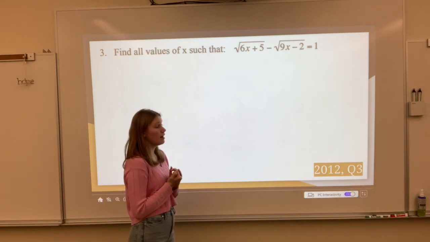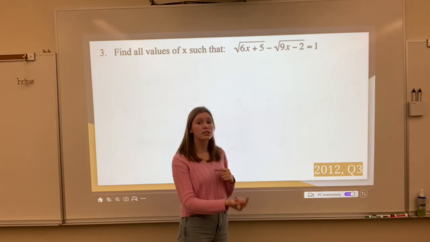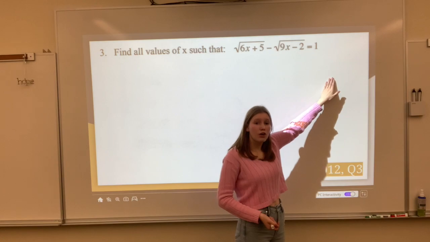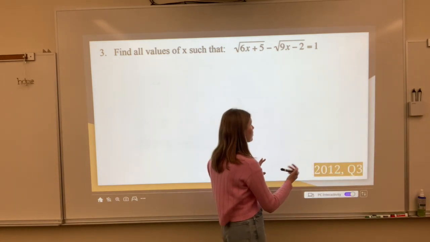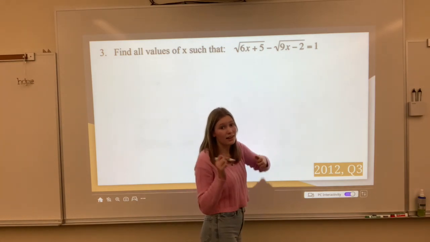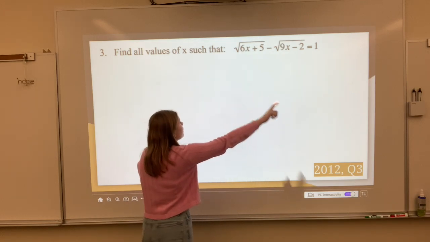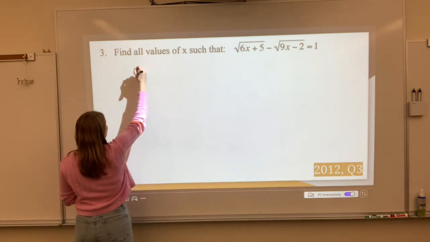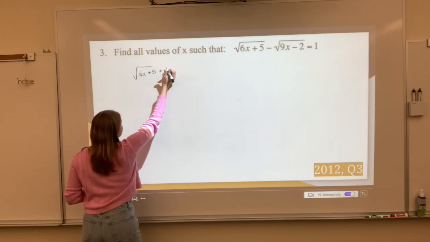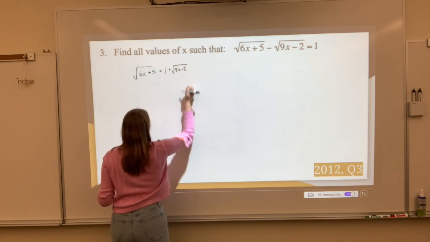So, my first thought is, okay, let's square both sides. But to make it a little simpler for ourselves, let's move our negative square root of 9x minus 2 over to the right so that when we square both sides, we don't have to FOIL these two together. That is not very fun. So, we bring the square root of 9x minus 2 over, and we have the square root of 6x plus 5 is equal to 1 plus the square root of 9x minus 2.